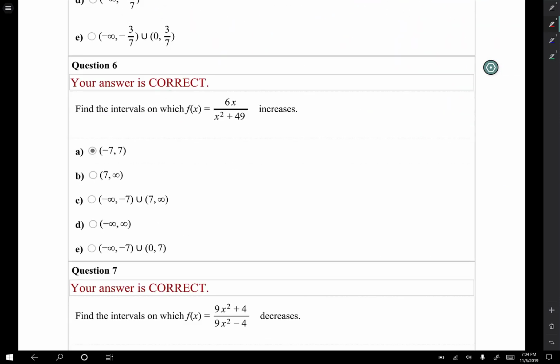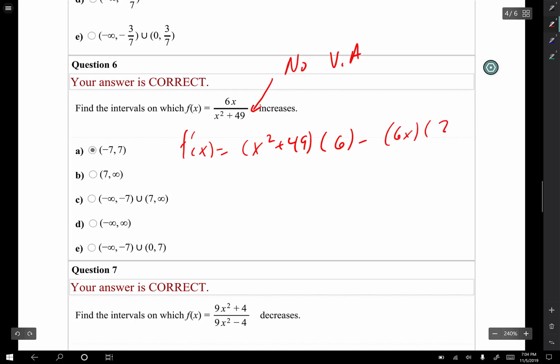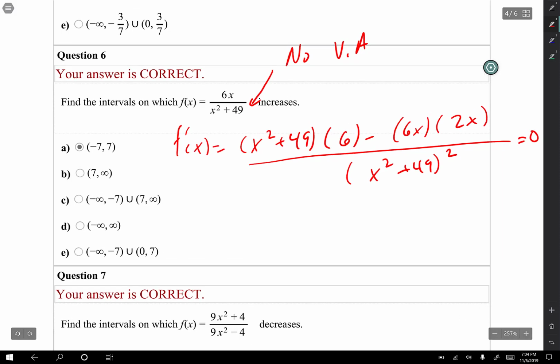Here we go. Find the intervals on which this is increasing. Before we start, guys, there are no vertical asymptotes. So no VAs. So let's just take a derivative. F prime of x, bottom, x squared plus 49 times the root of the top minus top times the root of the bottom all over bottom squared. I don't care about the denominator in this case because the denominator will never be 0. Plus I don't have any vertical asymptotes. So all I care about is the numerator.